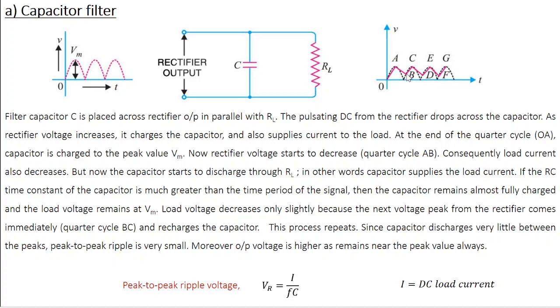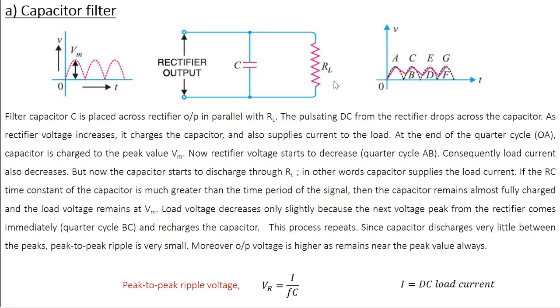By the time it reaches this point, the next quarter cycle BC starts. During this time, the capacitor once again charges, so it goes to the peak value. In the next quarter cycle, it discharges. Once again, the discharge is very small, so the voltage level drops only very little, and this process repeats.